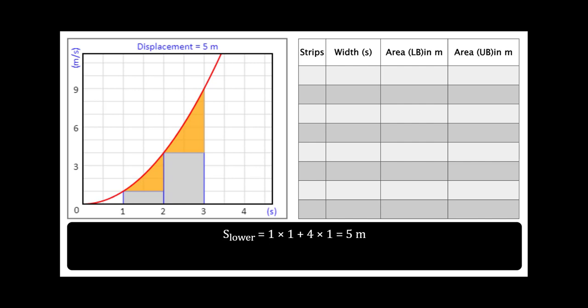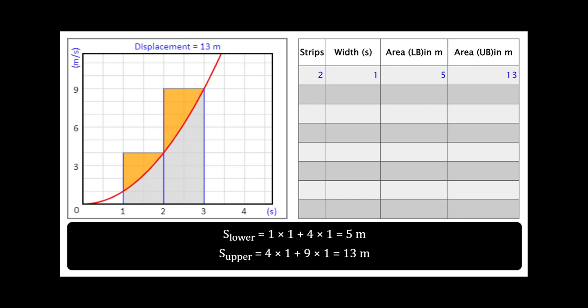In the graph, this calculation is shown as the area of the gray rectangles. The height of the first rectangle is 1 meter per second and its width is 1 second, which gives us the area as 1 meter. For the second rectangle, the height and width are 4 meters per second and 1 second, and the area is 4 meters. These areas add up to 5 meters.